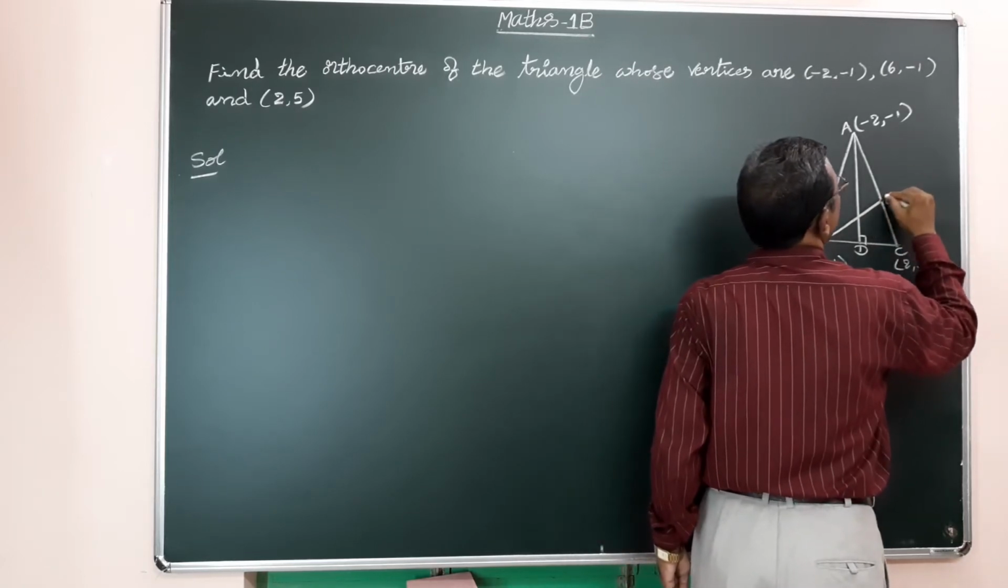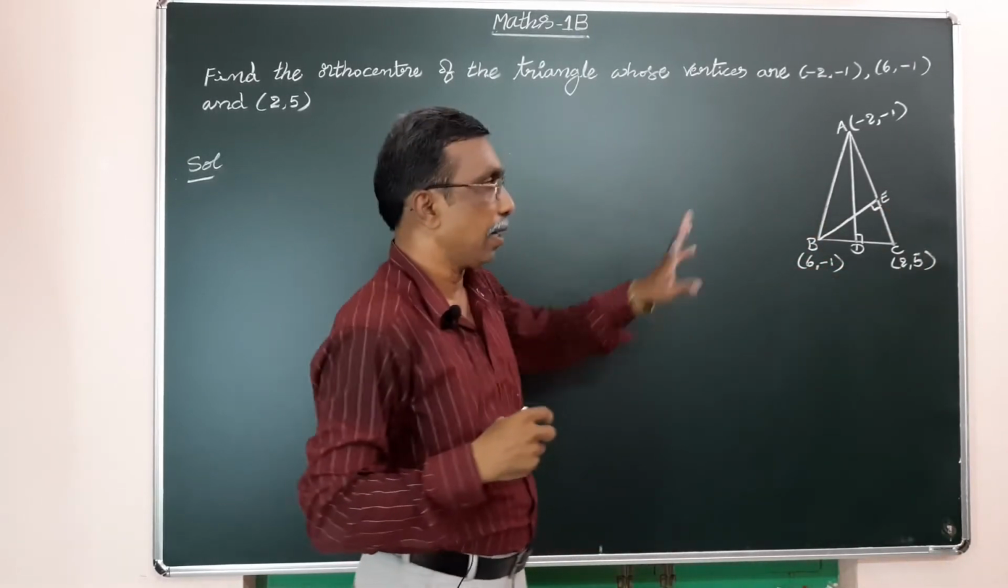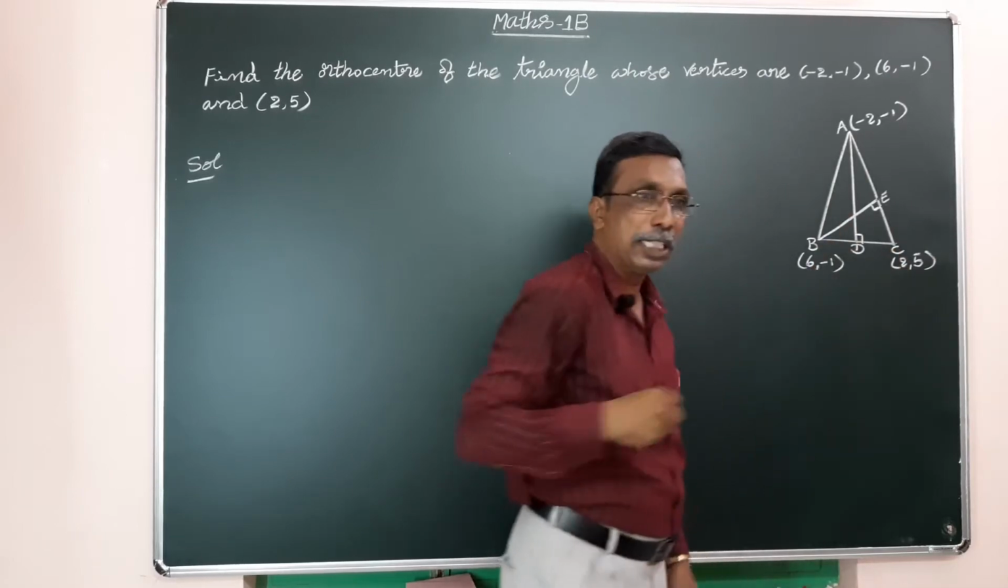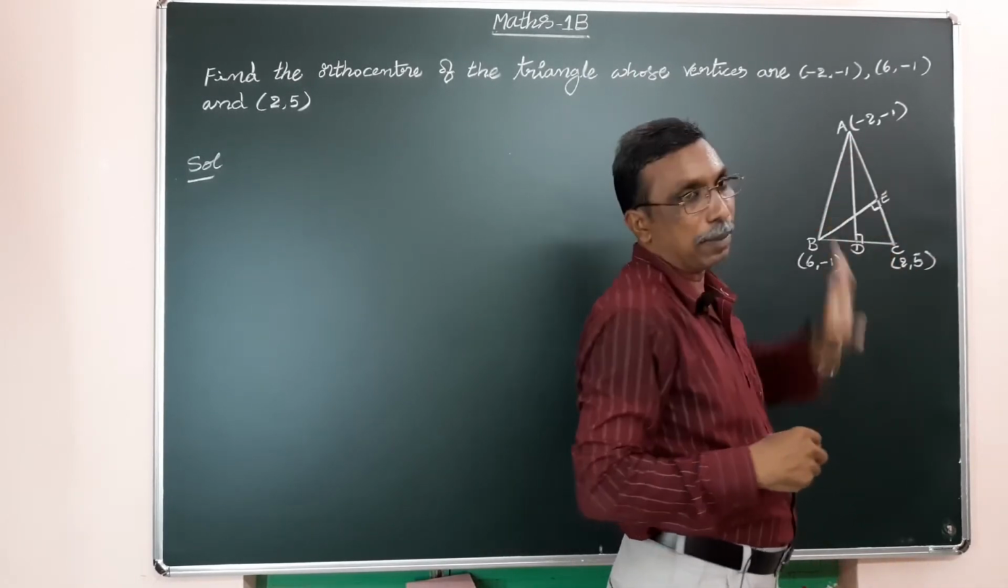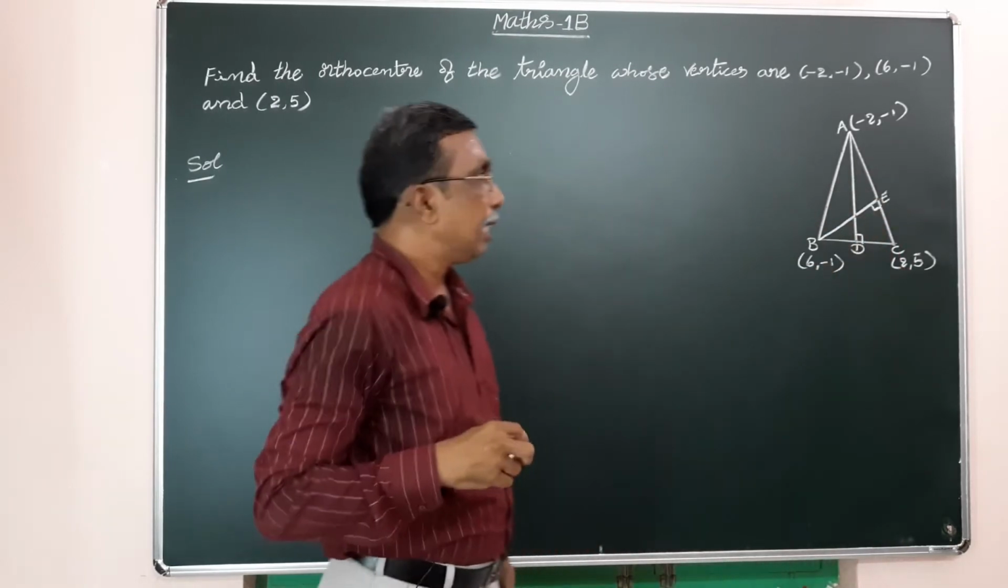Altitudes are perpendiculars. So AD bar is perpendicular to BC bar, and BE bar is perpendicular to AC bar. This is the orthocenter. Orthocenter.